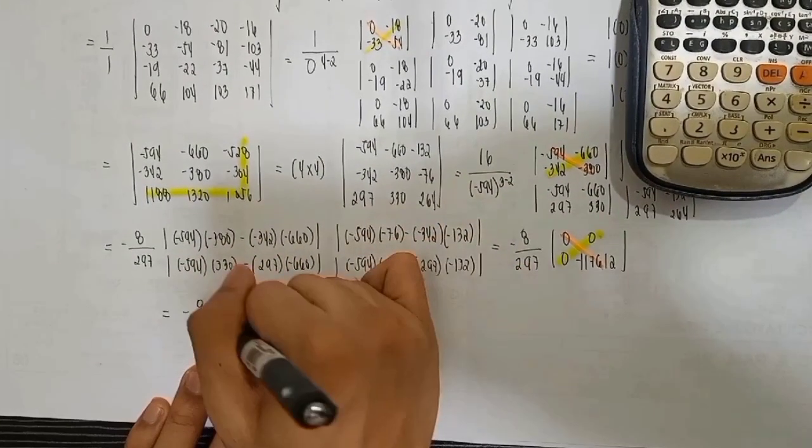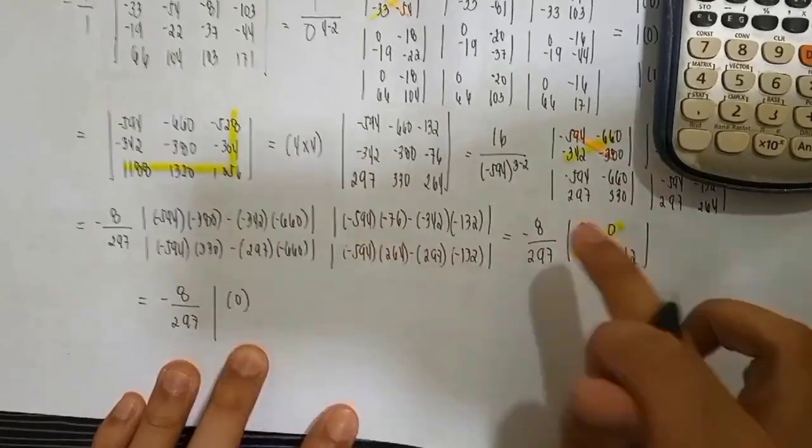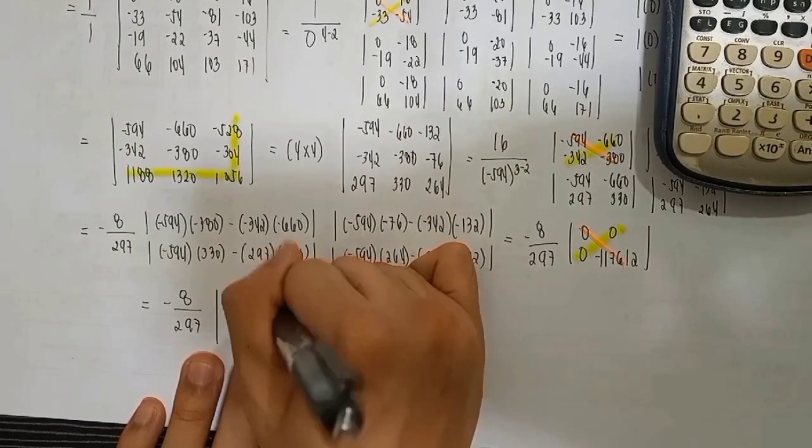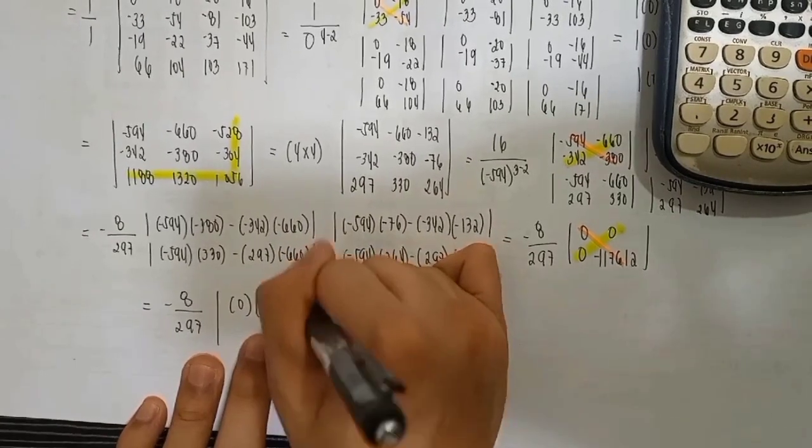After that, we need to find out the minor. 0 multiplied by 0 minus 0 multiplied by negative 117,612.